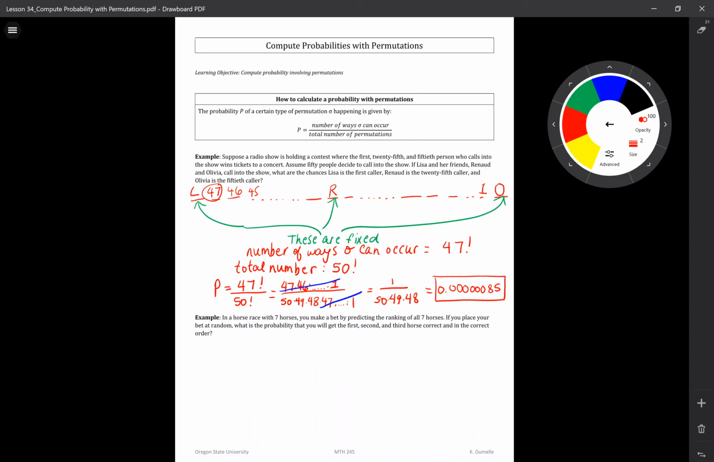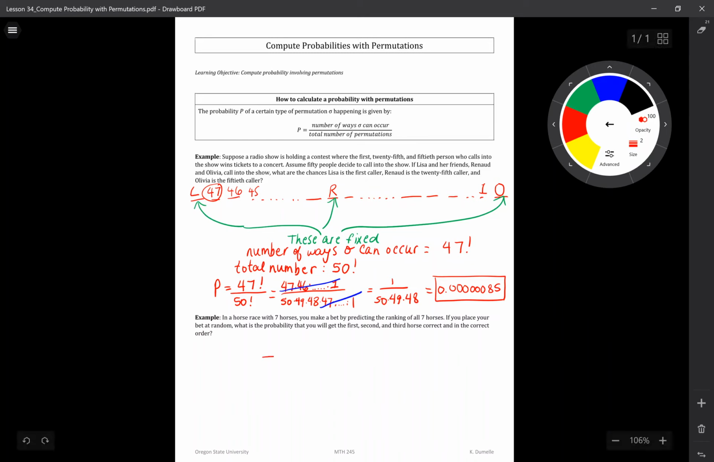All right. So that is one of these examples, how to calculate a probability with a permutation. We saw which ones were fixed, and then we calculated the total number of possibilities that the situation that we want can occur, and we divided it by the total number of permutations. Let's do another example. In a horse race with 7 horses, you make a bet by predicting the ranking of all 7 horses. If you place your bet at random, what is the probability that you will get the first, second, and third horse correct, and in the correct order?